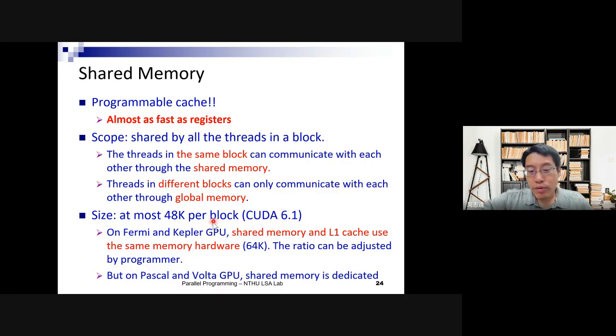And the size of the shared memory, as we mentioned, is limited by the thread block. There's an upper limit for the shared memory size per block, and you can find that by checking the compute capability, or you can use the device query command. It will tell you how much shared memory can be allocated to each thread block on your GPU.